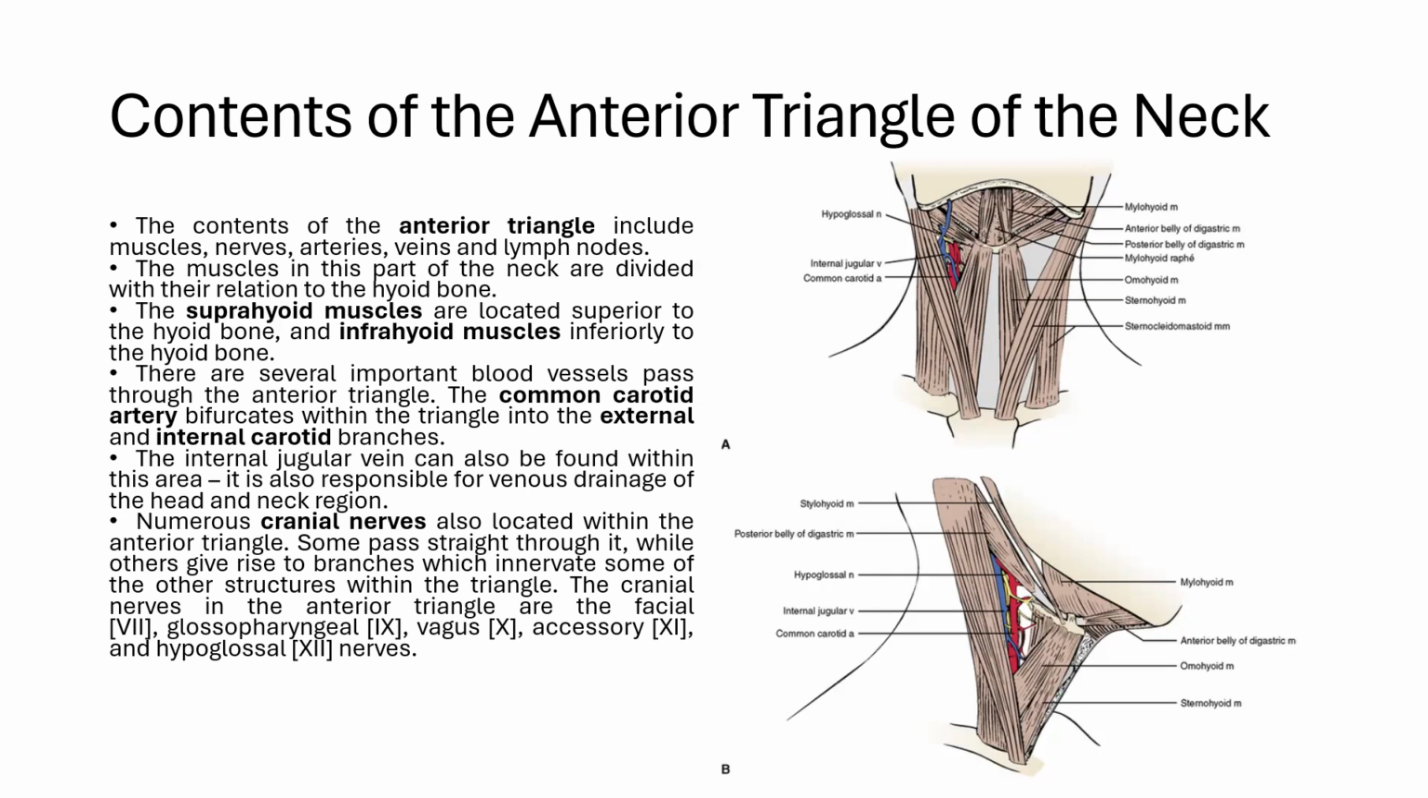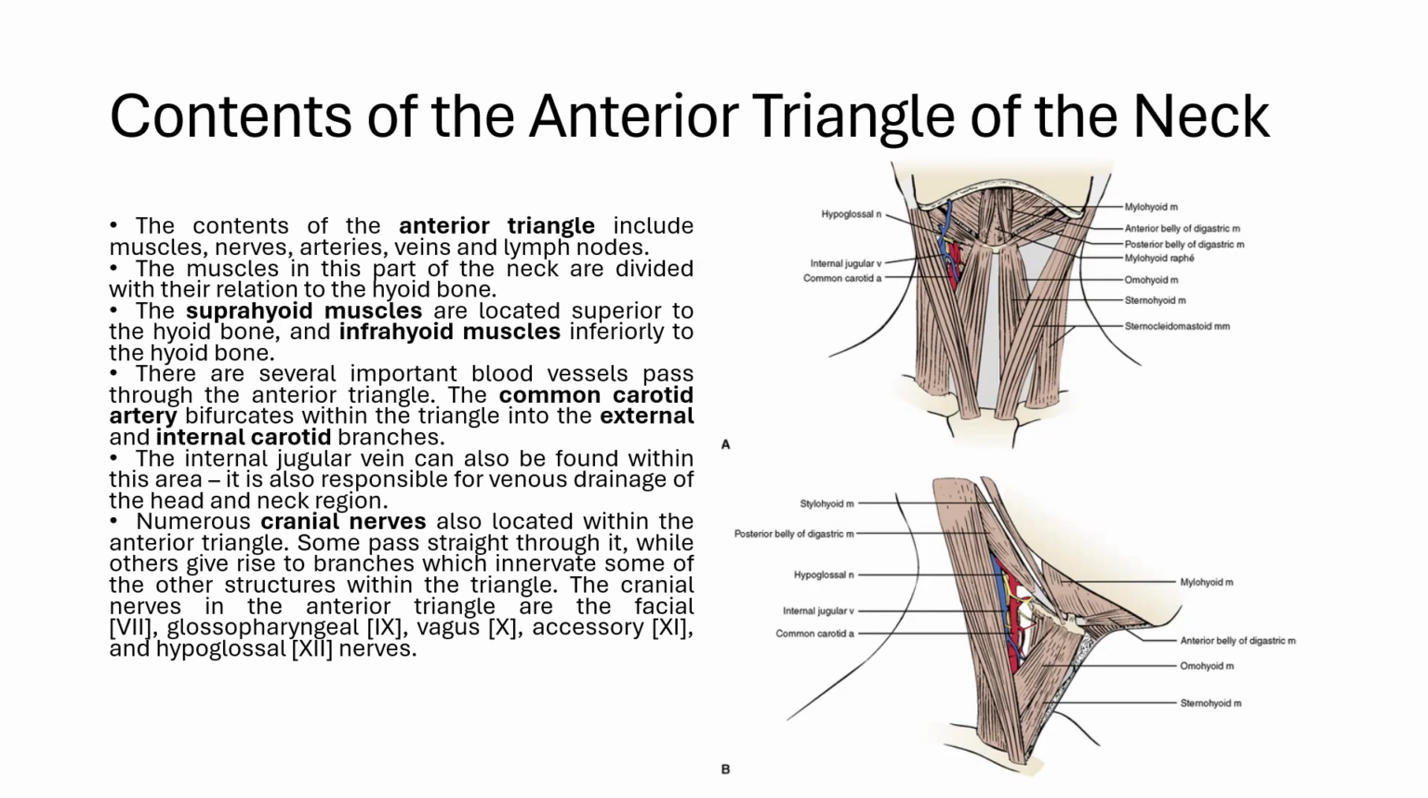Contents of the anterior triangle. The contents of the anterior triangle include muscles, nerves, arteries, veins, and lymph nodes. The muscles in this part of the neck are divided with their relation to the hyoid bone. We call those suprahyoid and infrahyoid muscles, depending upon which side of the hyoid bone they are situated.